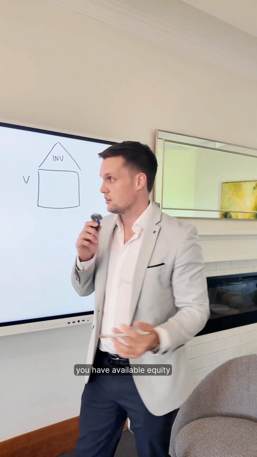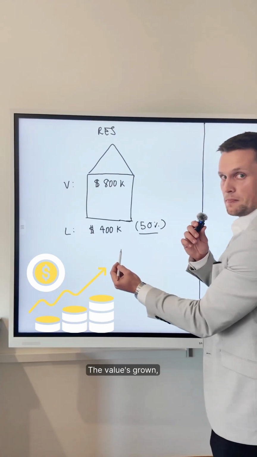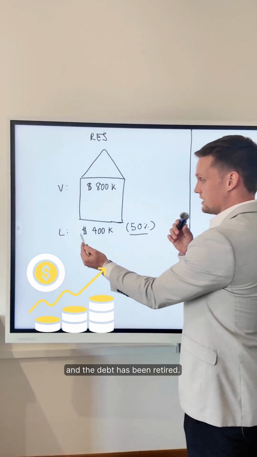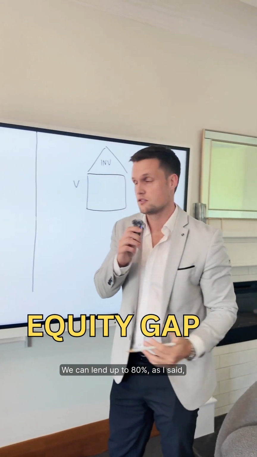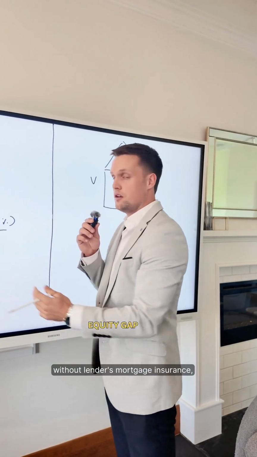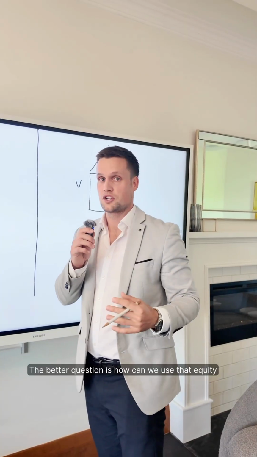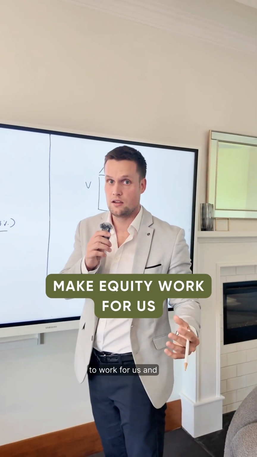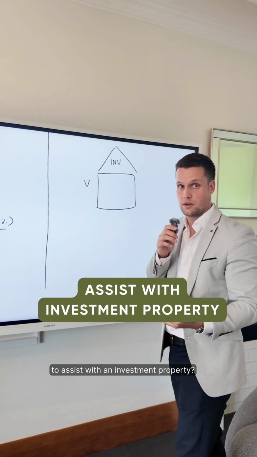What that means is you have available equity in this property. The value's grown and the debt has been retired. What that's created is an equity gap. So we can lend up to 80%, as I said, without lender's mortgage insurance, which is really good to know. The better question is how can we use that equity to work for us and to assist with an investment property.